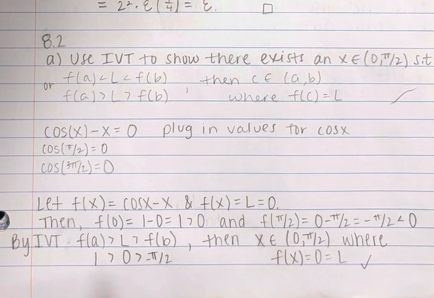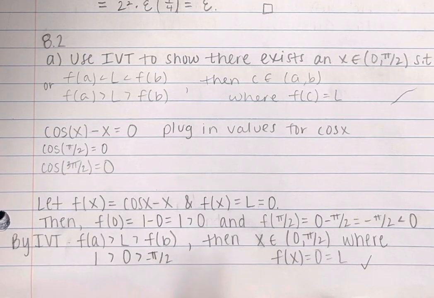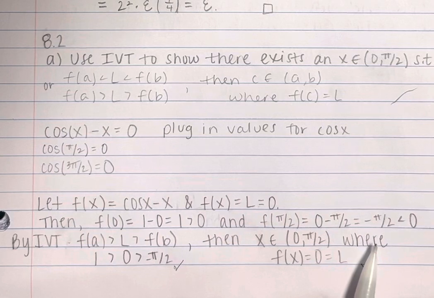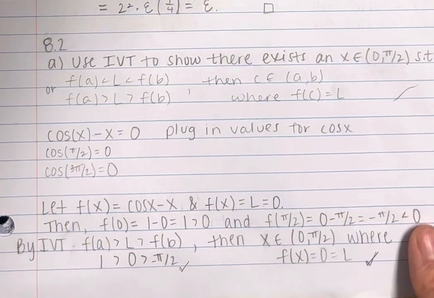than 0. By the intermediate value theorem, we can use this and plug our values in. Check. If that checks out, we see that x is in 0 to pi over 2, where f of x equals 0, which equals L, which proves our point here.